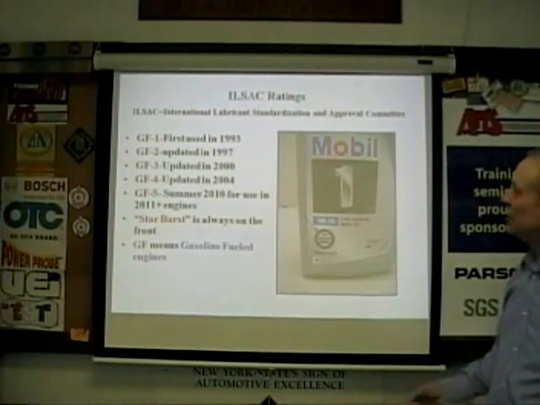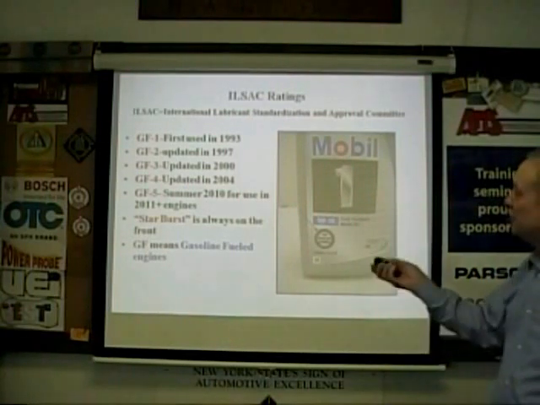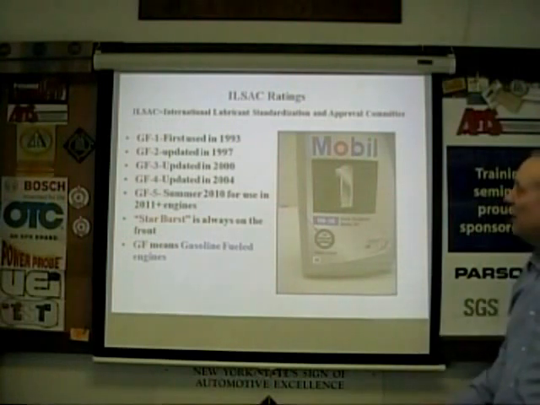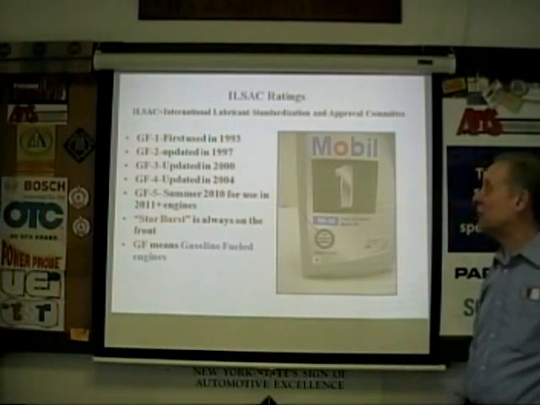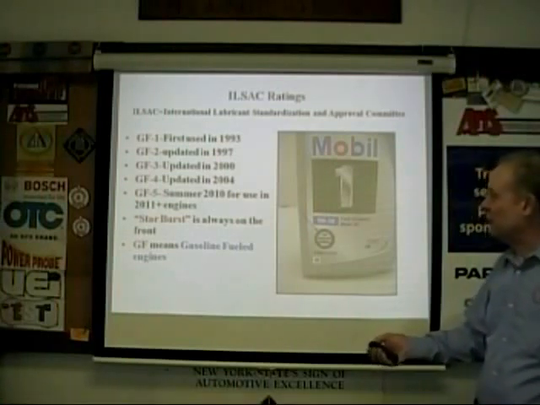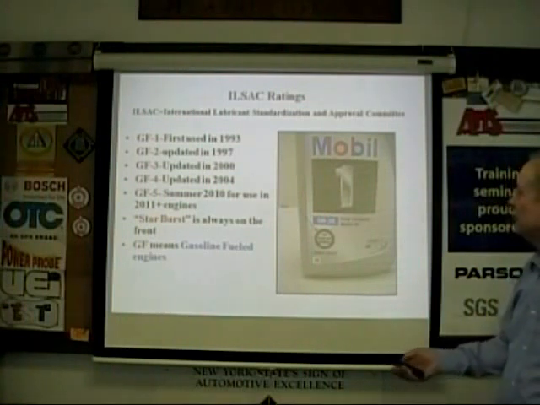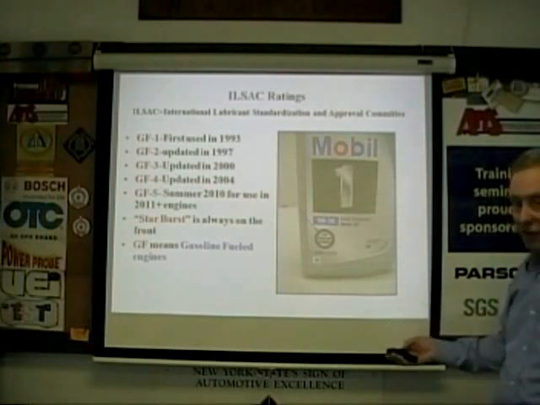Alright, this is a kind of a quick thing on the ILSAC ratings. You don't really have to know all of this, but you can see it on your chart. What's important is the new stuff. GF5 started in the summer of 2010 for use in all the new stuff, 2011 and up. You always should see a starburst on the front, and GF means a gasoline-fueled engine. So you're looking for that starburst on the front. If it doesn't have it, you don't have an ILSAC rating.